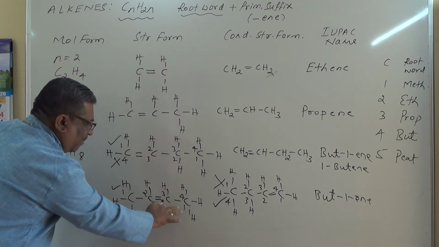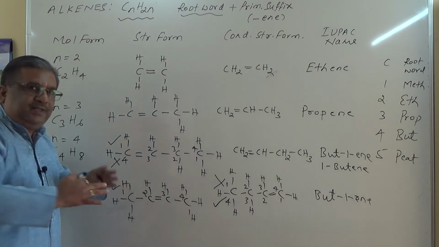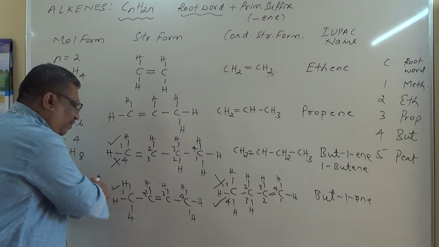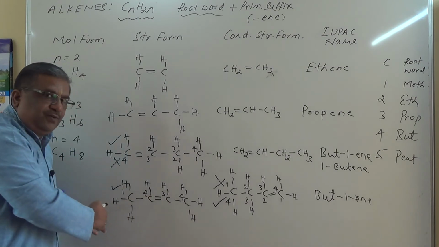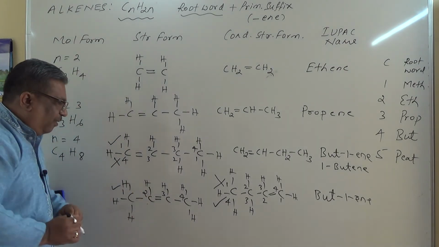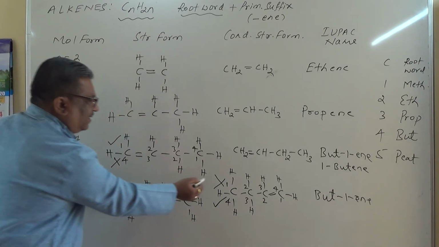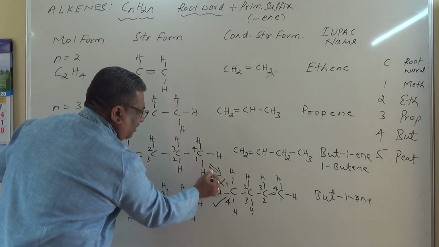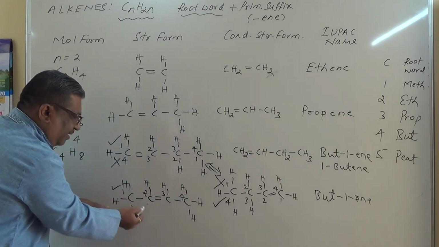This is also correct, this is also correct, and therefore I will retain only 1, because this compound is symmetrical about the double bond, and hence whether you number from the left side or the right side, both are the same. Is it clear? How to read this compound now? Let us try to read this compound. As I said, these two are equivalent. Now I am going to read this compound.